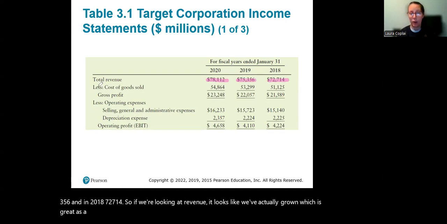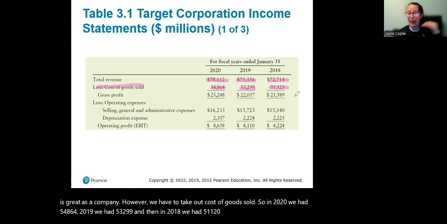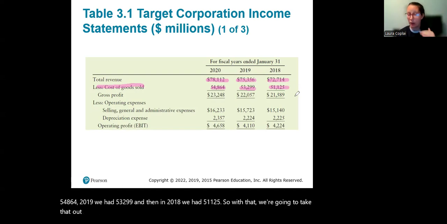However, we have to take out cost of goods sold. So in 2020, we had 54,864. 2019, we had 53,299. And then in 2018, we had 51,125. So with that, we're going to take that out of revenue. We have to take out the cost of goods sold.